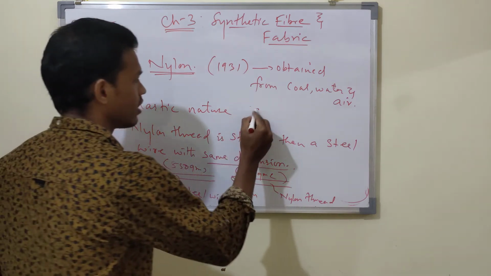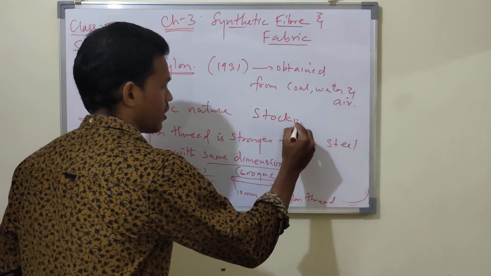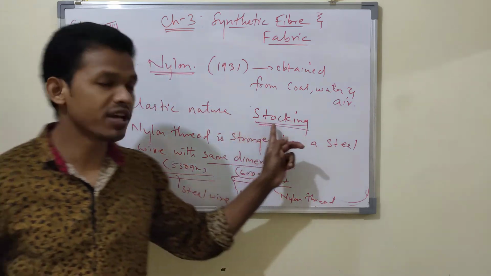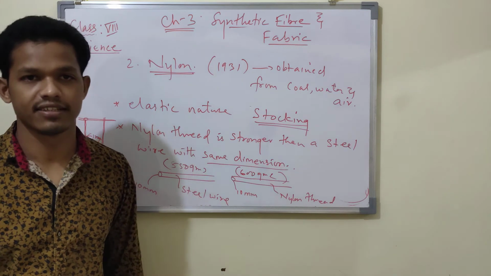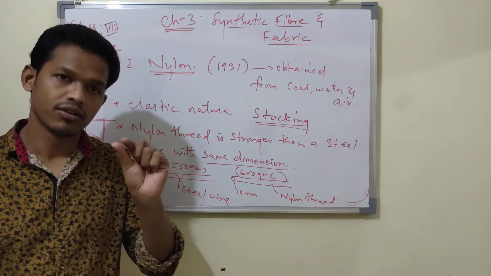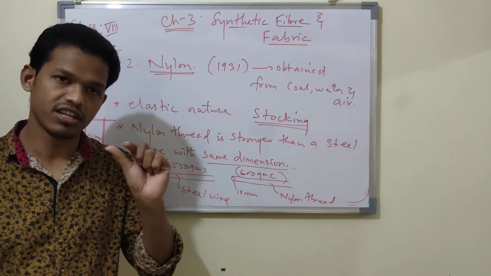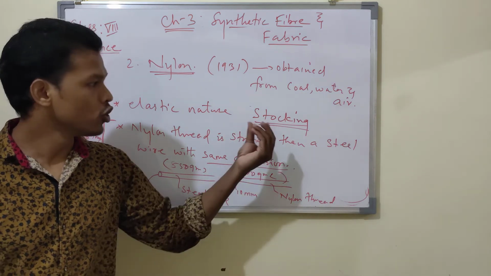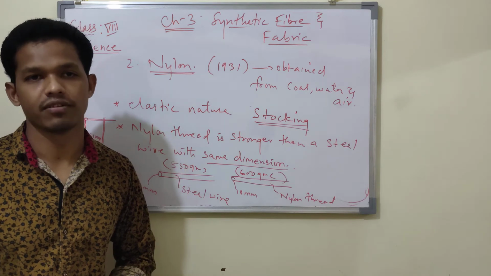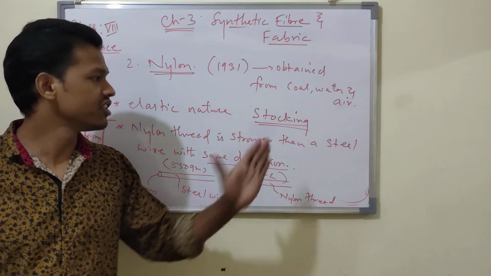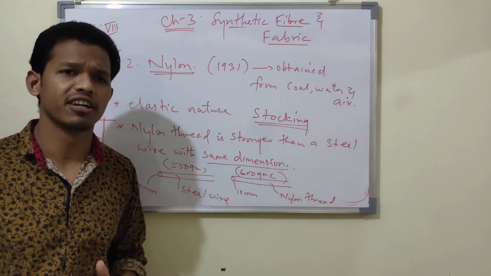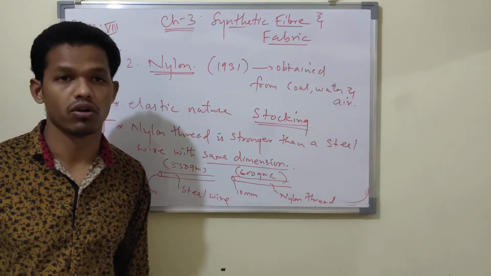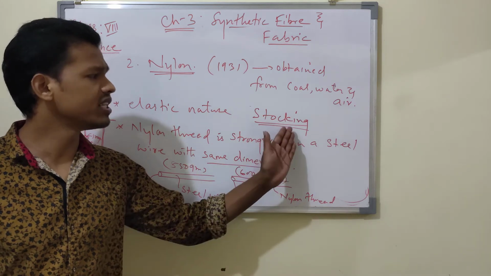What is a stocking? Stocking usually means what women wear on their legs, a thin, cloth-like fabric structure. These stockings were so much in demand in that period that around 1 million stockings were sold in a year. So the demand increased.